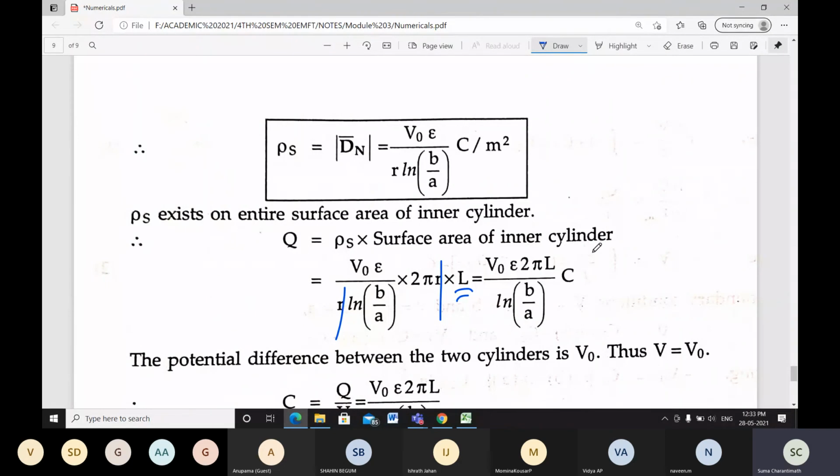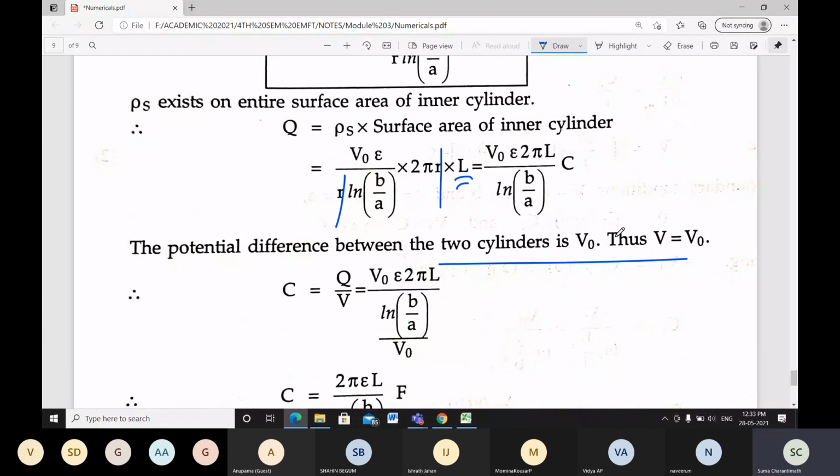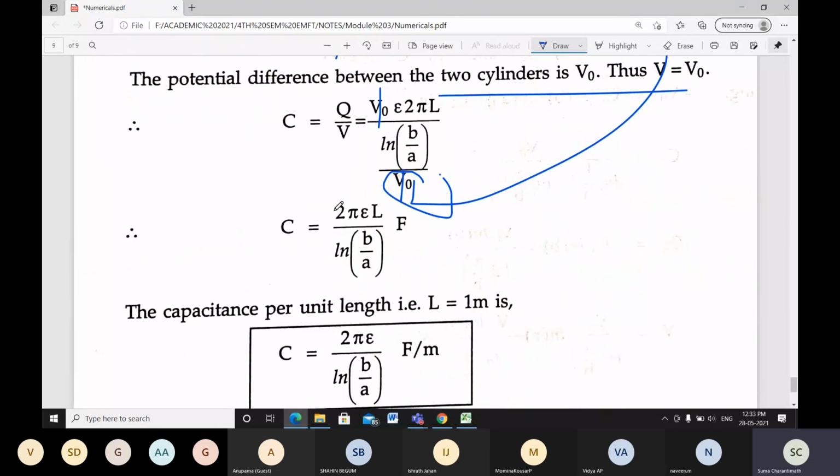of coulombs. Then the potential difference between the two cylinders is V naught, therefore V is equal to V naught only. C is going to be Q divided by V. Q is the same expression substituted here, divided by V naught. V naught gets cancelled. Then C is going to be 2 pi epsilon L divided by ln(b/a) farads.